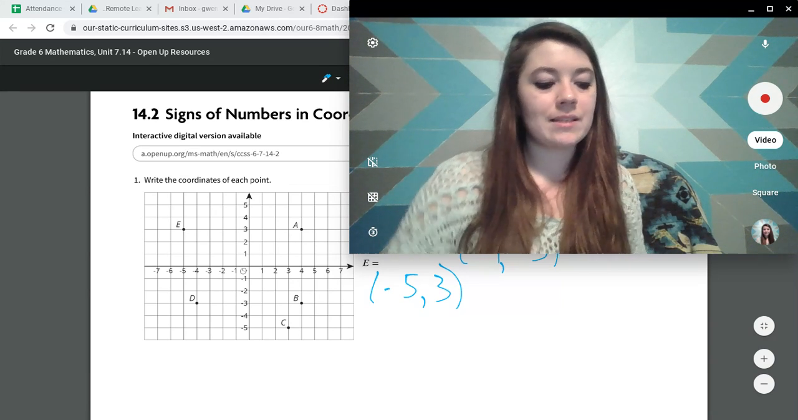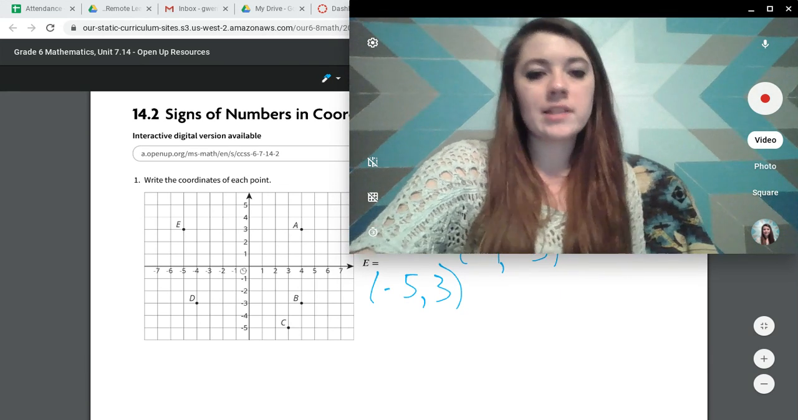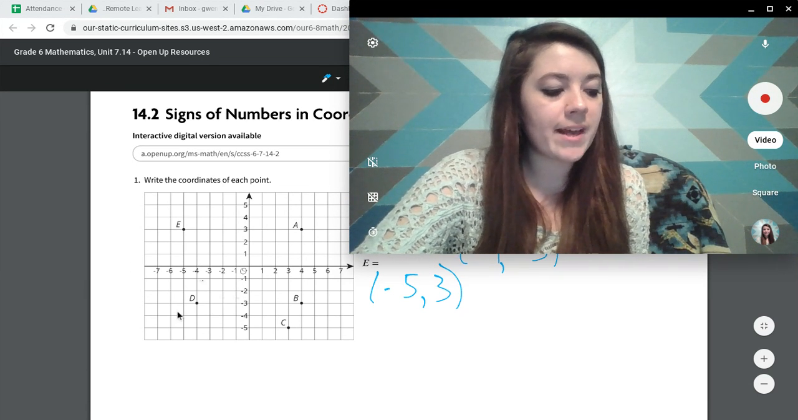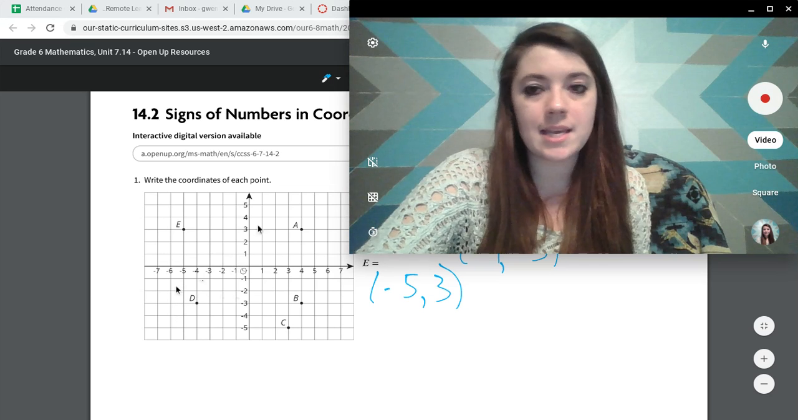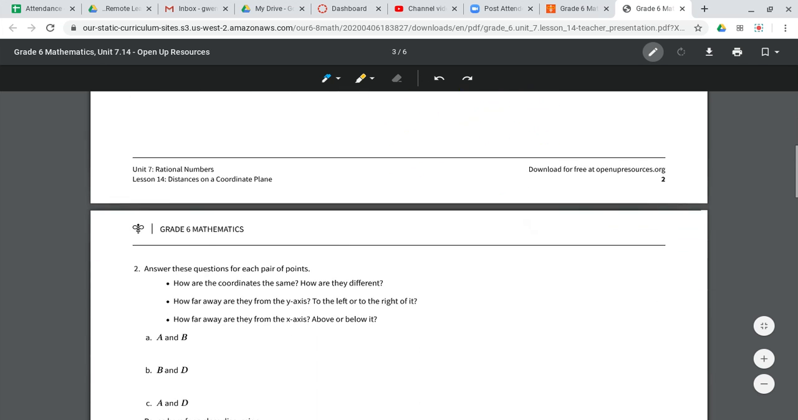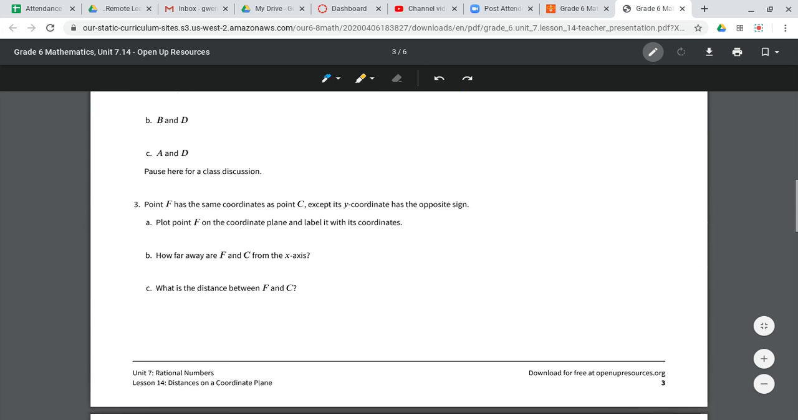So keyword is distance. All right, our next question, still looking at this graph here. It says point F has the same coordinates as point C, except its y coordinate has the opposite sign. So let's take a look. Point C was 3, -5. So what does that mean for the y coordinate then? If it's opposite of -5, that means it's +5. We're going to go down here and place that here.